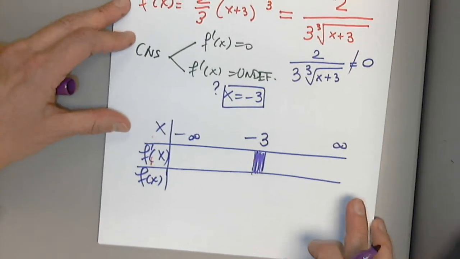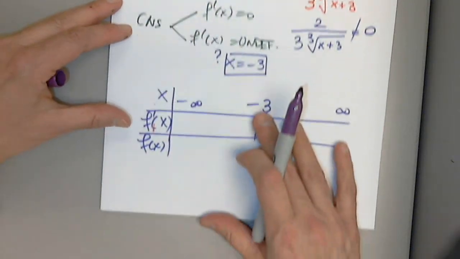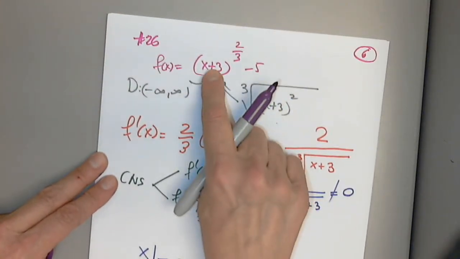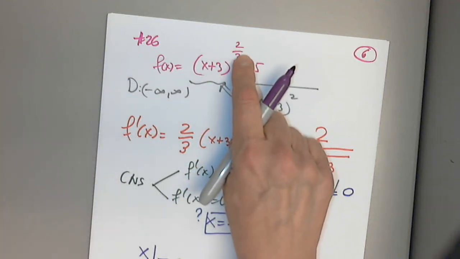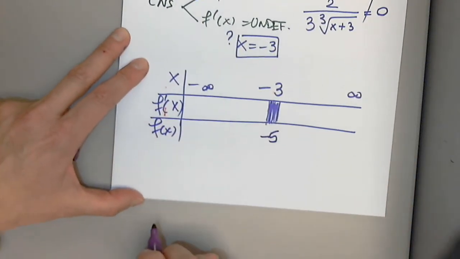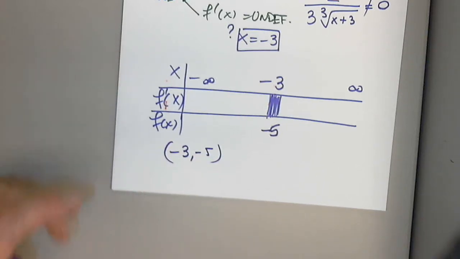Okay, so now let's plug in negative 3 here and tell me the function value so I can put it in the row for f of x. Negative 3 plus 3 is 0. 0 raised to 2/3 is 0, minus 5. Negative 5. So the discussion now is about the point negative 3 comma negative 5. That's our question: whether this is a point of extrema, which means max or min, or not.